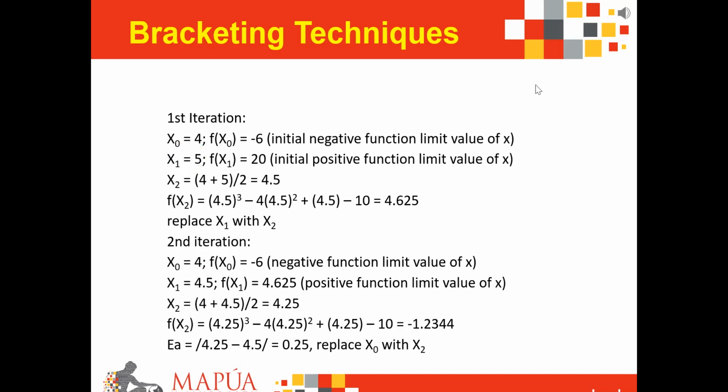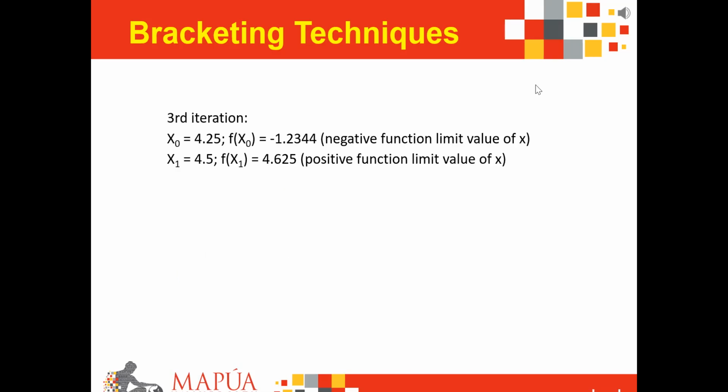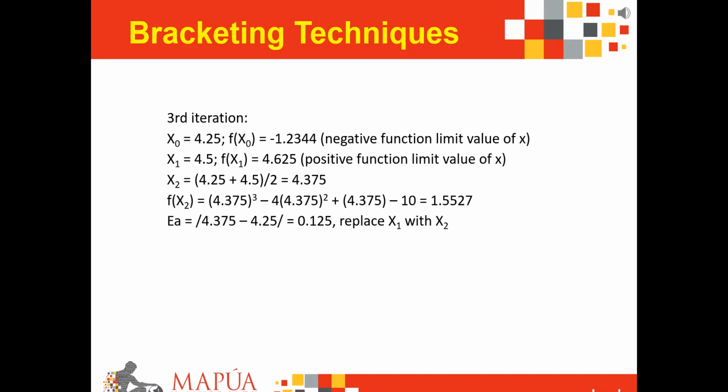So on the next iteration, I then set up these values, x0 and x1. Note that these values of x0 and x1 still satisfy my bracketing condition. I then repeat the process by solving for its midpoint, ending up with a value of 4.375, and substituting that to our function gives us a value of 1.5527. Obtaining the absolute error now, obviously I need to repeat the process by replacing x1 with x2.